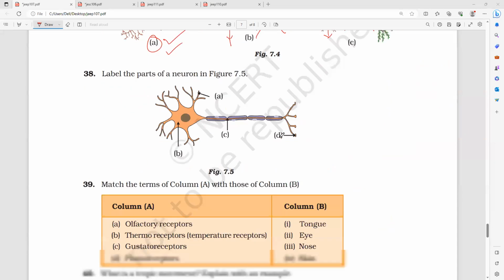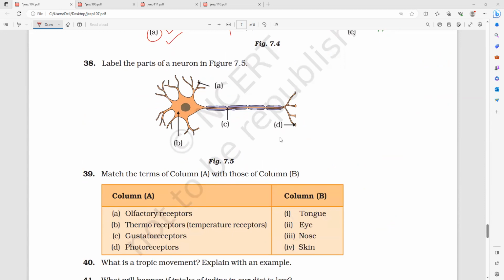Clear, everybody? Next, label the parts of a neuron. We all know the parts of a neuron. First, A part, what is it called? Dendrites. B part is the cell body. What is another name of the cell body? Cyton. C is called the axon. And the D part, what is it called? Nerve ending. Yesterday we studied axonal end. So please write axonal end.